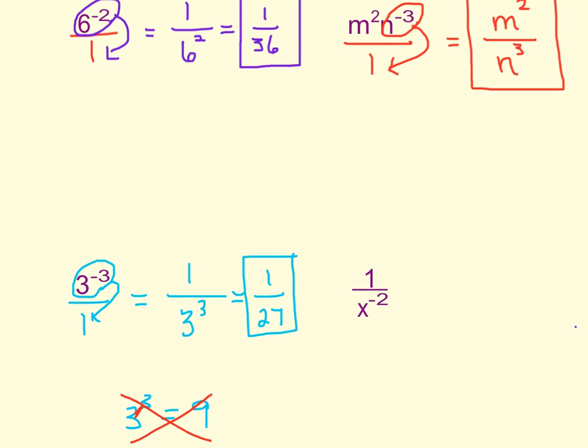All right, our last example looks a little bit different. You can see we do have our negative exponent with our base of x, but this time it's in the denominator of your fraction. So regardless of where it is, whether it's in the top or in the bottom, it has to move.